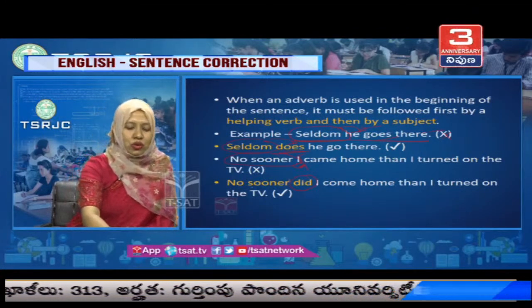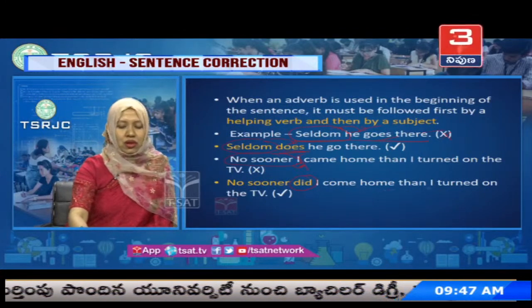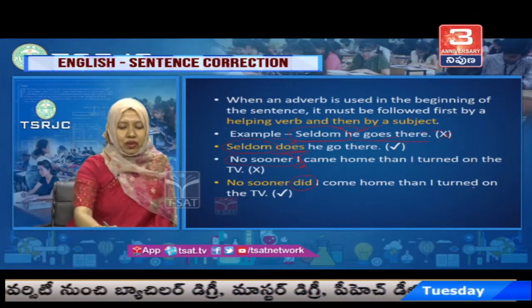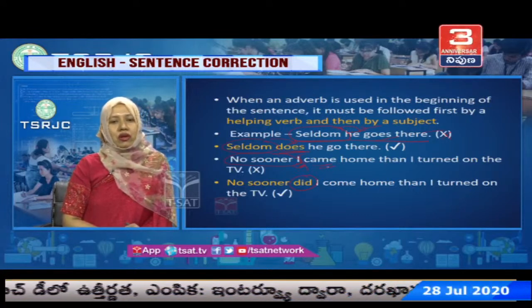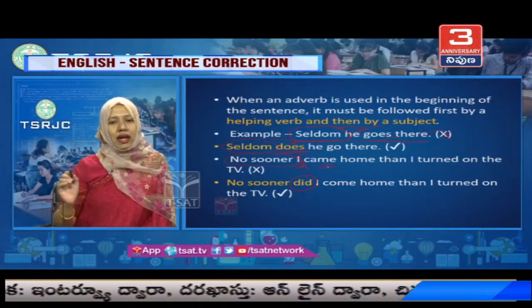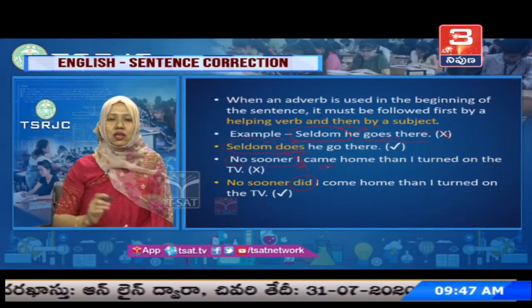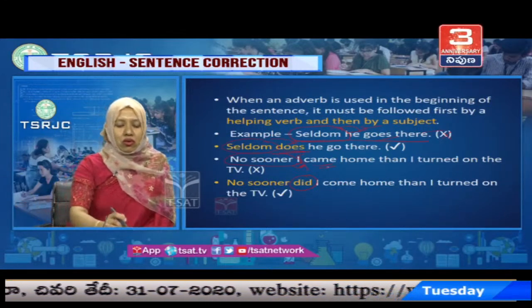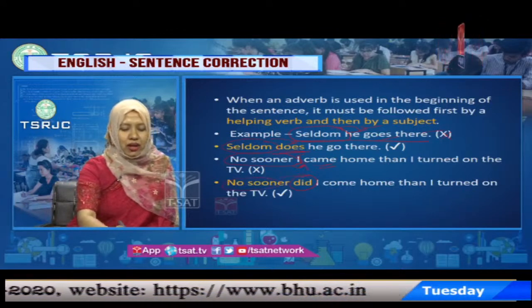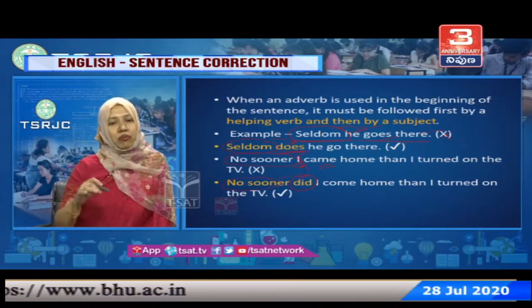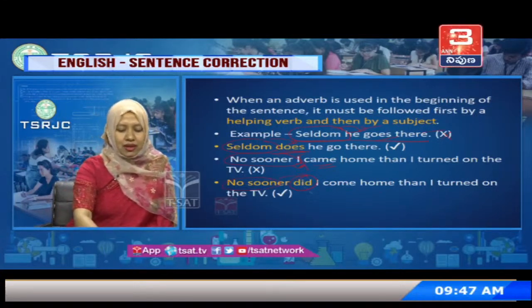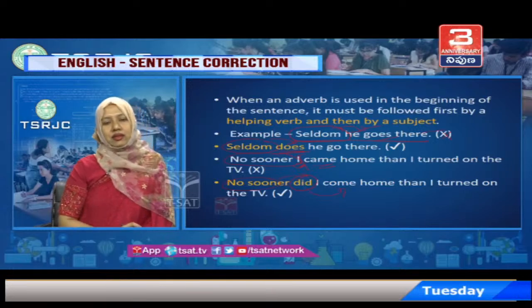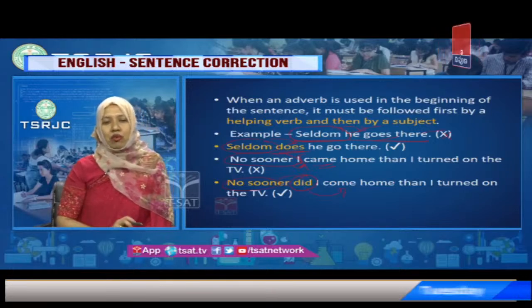You should say, no sooner did I come home than I turned on the TV. Here, the main verb also is used in the wrong form. Okay. No sooner did I come home than I turned on the TV. The adverb should be followed by the do form of verb in past tense, did. And because did is there, the main verb should be in present tense. No sooner did I come home than I turned on the TV.